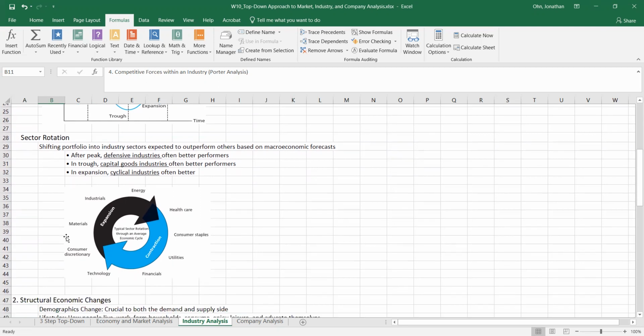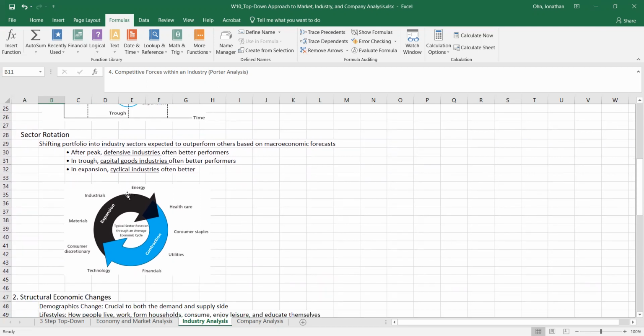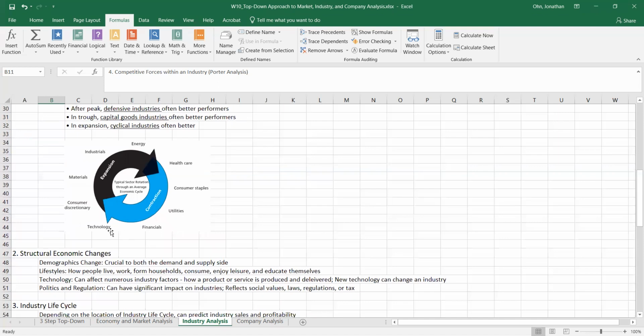So roughly, if you look at the pattern, after the peak, defensive industries usually perform better. So healthcare, consumer staples, utilities perform better in the economic downturn, right? Contraction. At the bottom, the capital goods industry often performs better. Financial and technology perform better in the recession. And in the expansion, cyclical industries, including consumer discretionary, materials, industrials, perform better in expansion.